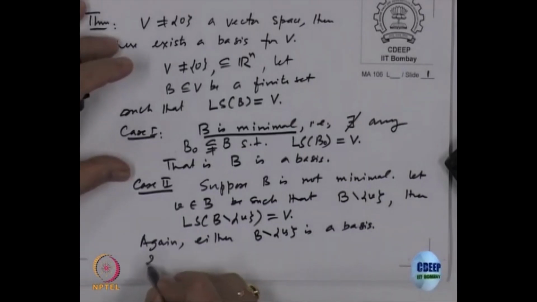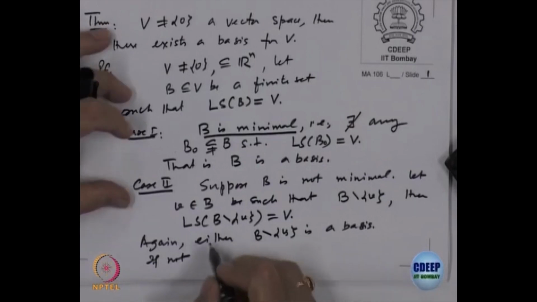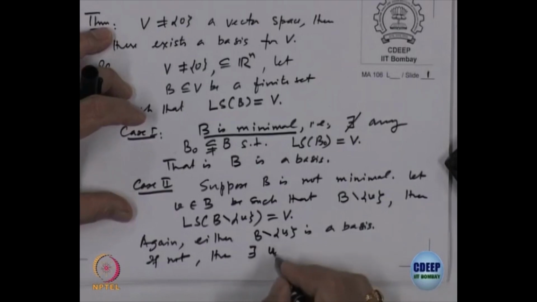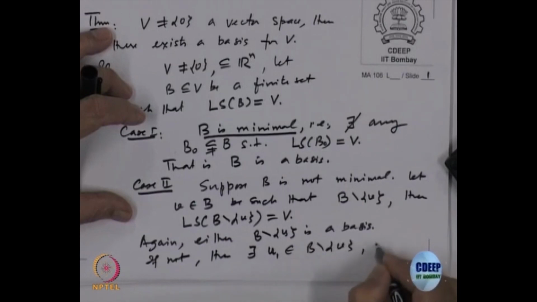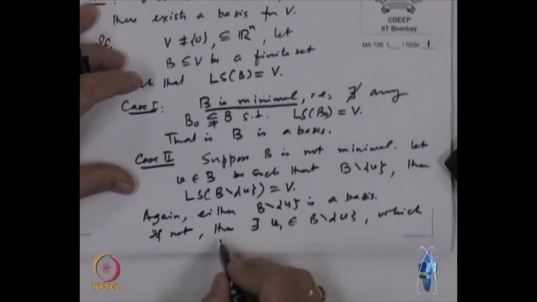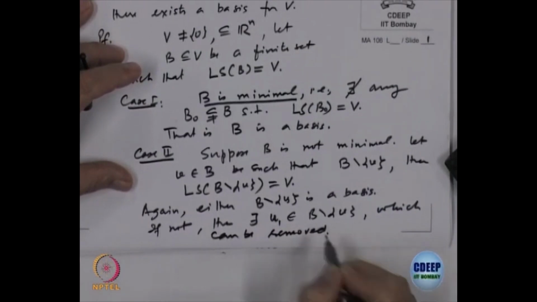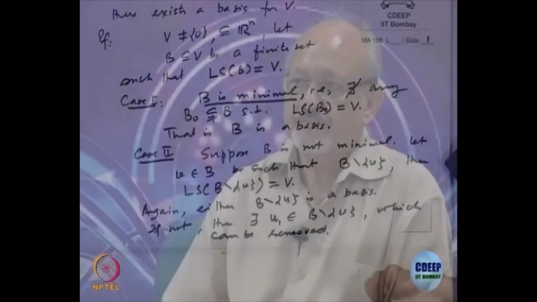If not, then again in B, there exists some u1 belonging to B minus V, which can be removed, right, like we removed one vector earlier. So, there is one possibility again that there is a vector which we can remove. So, if we go on doing this process, what will happen?